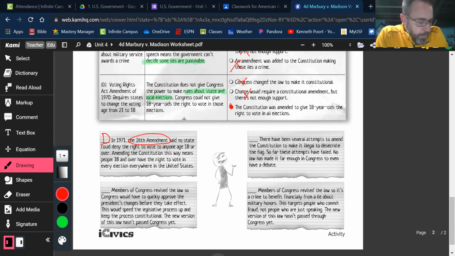Okay. All right. The next one, this is going to be letter A. So we're talking about the Flag Burning Act. All right. It says there have been several attempts to amend the Constitution to make it illegal to desecrate the flag. So far, these attempts have failed. No law has made it far enough in Congress to even have a debate.